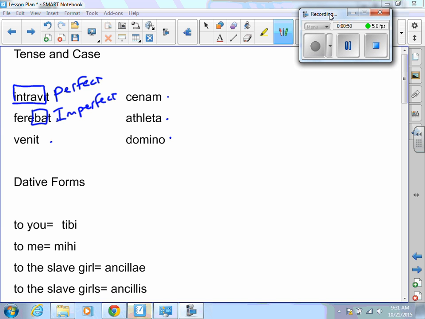One's a little tricky. I have to look for a macron. If there is a macron, it's perfect because that's a perfect stem. In this case, there is not one, so it is present tense.